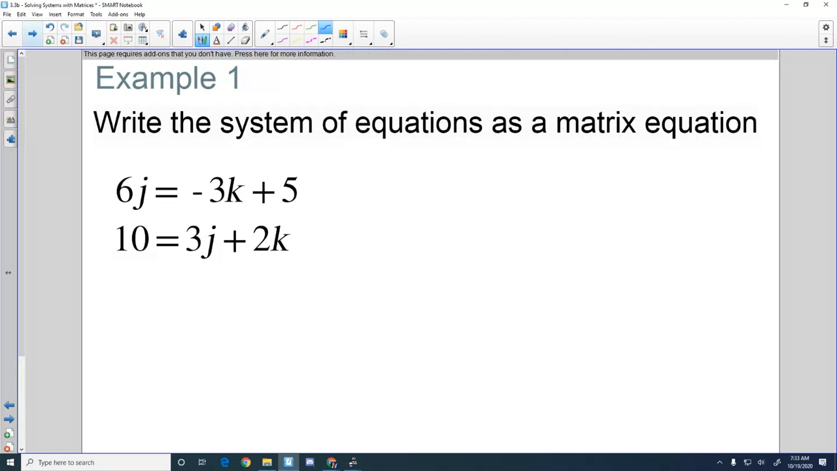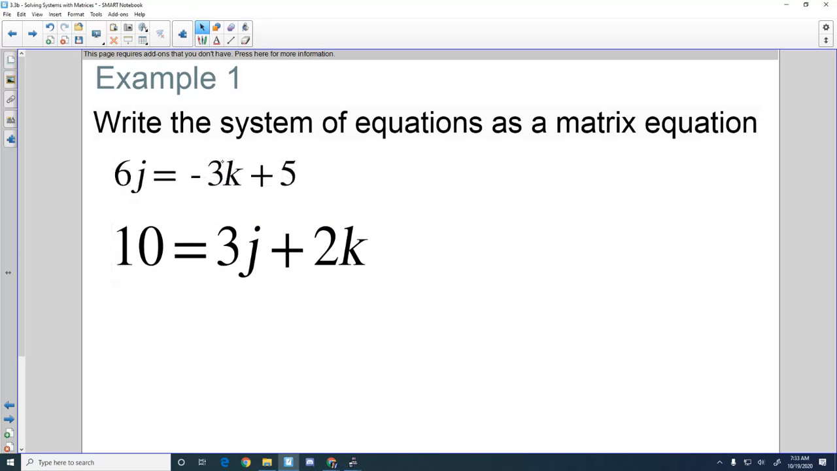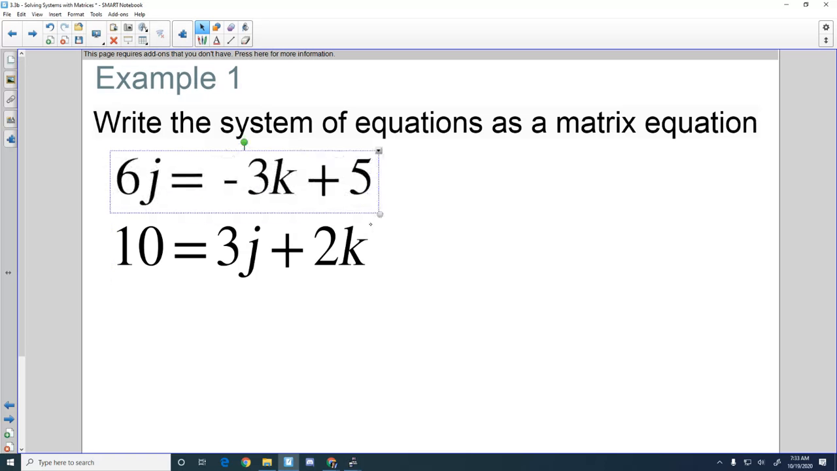So first, I want you to practice. I want you to write this system of equations, make that a little bigger for you, as a matrix equation, okay? So just what we started off today with so far. Take those two equations and remember what form they need to be written in.